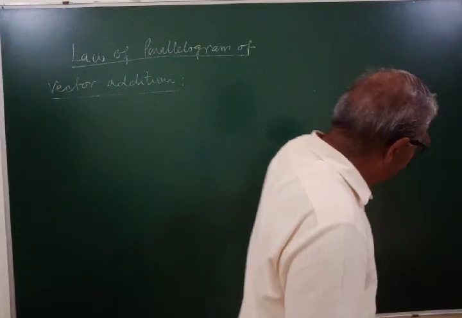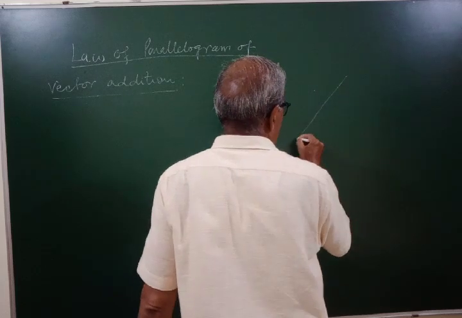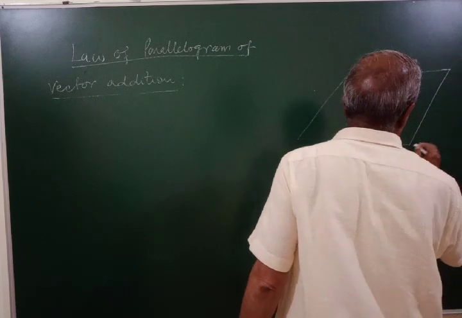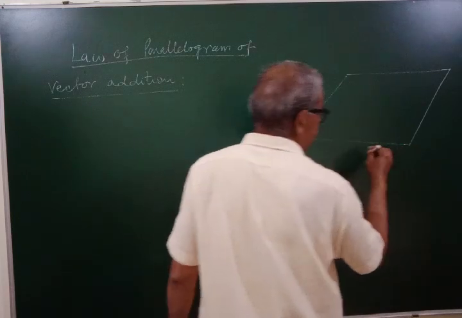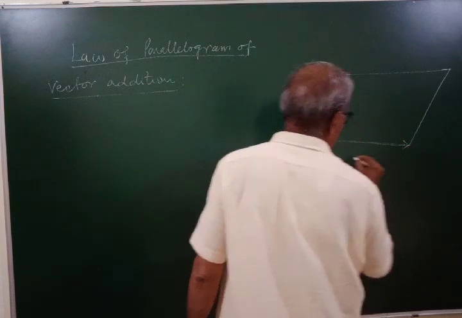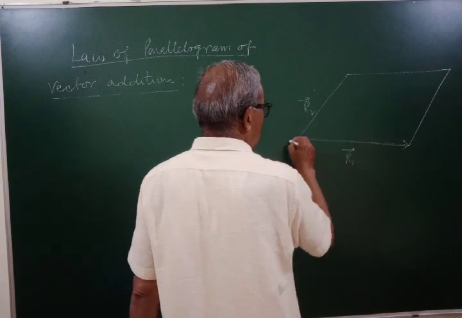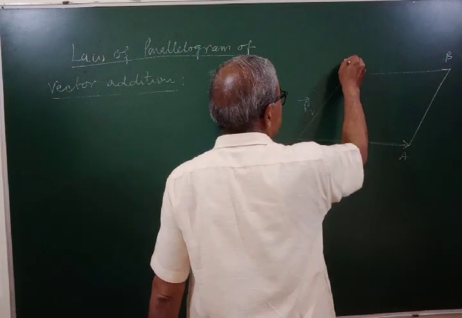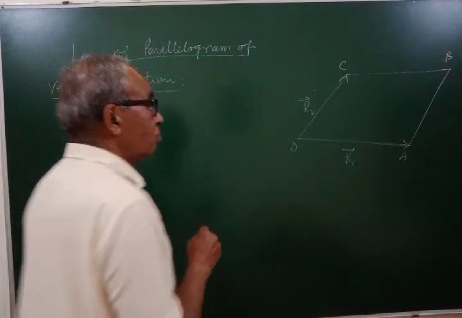You have learned how to add vectors based on the same thing. Now suppose this is a parallelogram, and here are vectors R1 and R2, with vertices O, A, B and C. So what does this say?